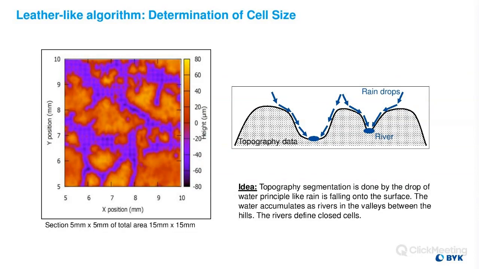So here's a kind of a side view of this principle. So we have the water falling on the surface and collecting in those low spots. And we have these sort of valleys between the high spots that form these rivers. And wherever the water completely surrounds a high spot, this is defined as a cell.